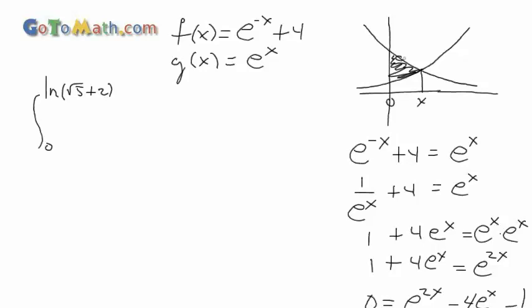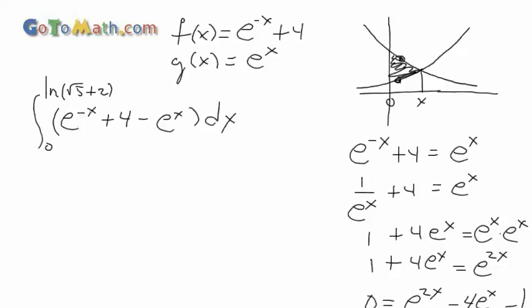So remember, you take the top curve minus the bottom curve. The top curve happens to be this guy here, which is going to be e to the negative x plus 4, minus the bottom curve, which is e to the x, dx. Okay, so we want to go ahead now and take the integral of this.